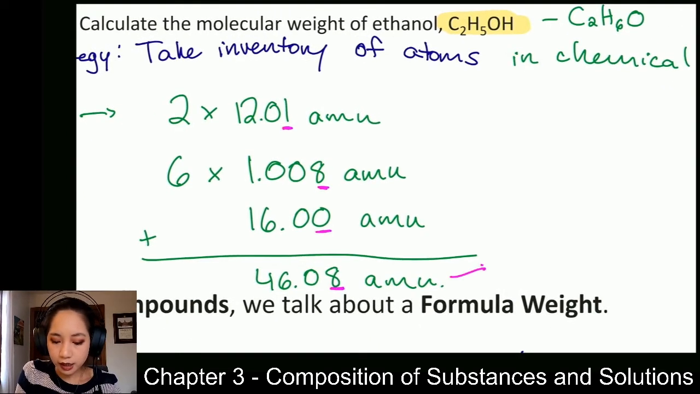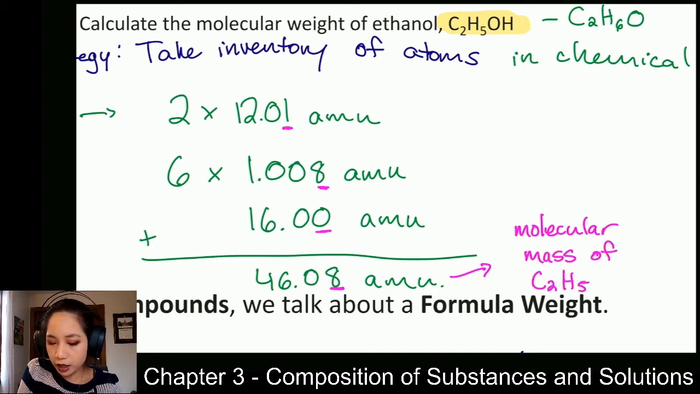So this is the molecular mass or molecular weight of ethanol, C2H6O. That is how much one molecule of ethanol would weigh in AMU.